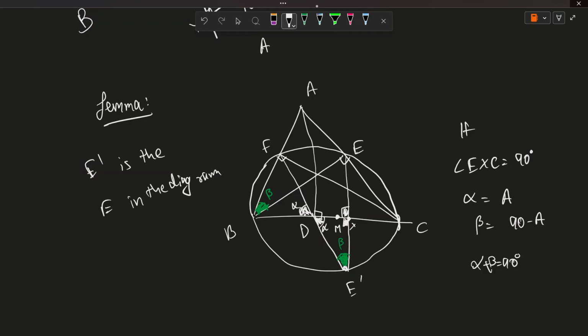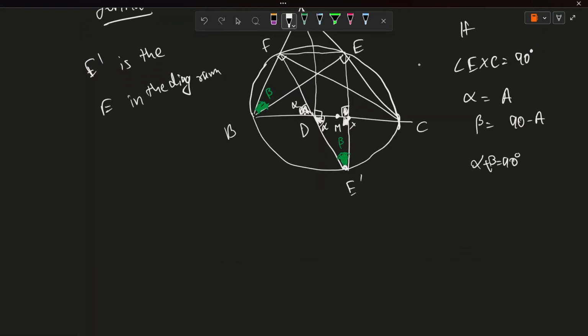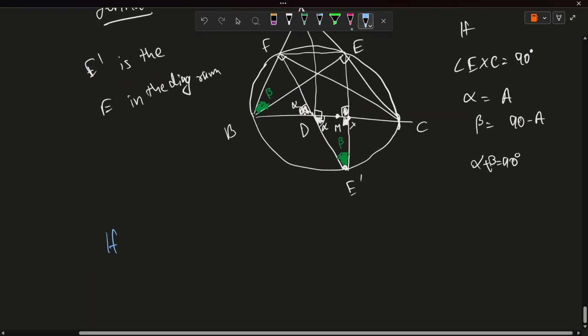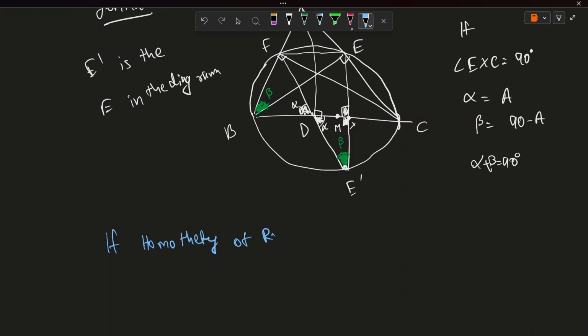Notice what we get from this. Suppose we join FE. If we take a homothety of ratio 1 by 2, let me write it down properly for better understanding: if a homothety of ratio 1 by 2 is done at F.